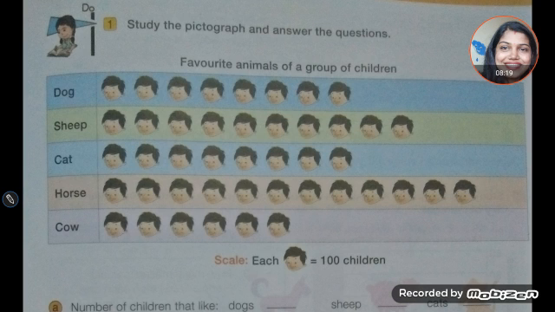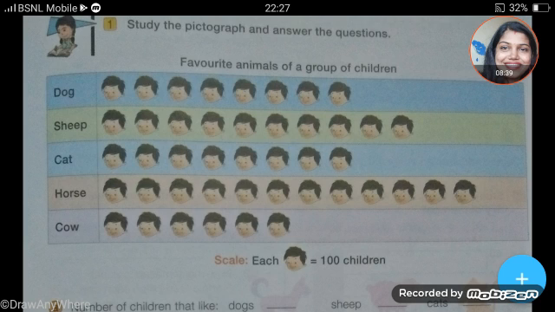So children, there are some questions we are going to discuss today. This is a pictograph given. Study the pictograph and answer the questions. Favorite animal of a group of children. Now in a class, if I am asking what is your favorite animal, and suppose there are many students, like 30, and they are answering dog, sheep, cat and horse. Similarly here also, if you can just see on the screen, they are the students, and here the scale is given to be noted. What is the scale, children? Each child symbol is representing 100 children, and the label is about favorite animal.